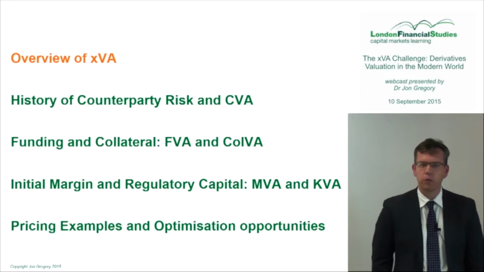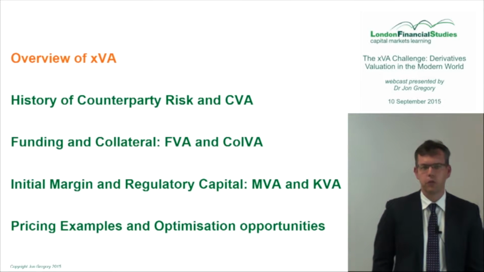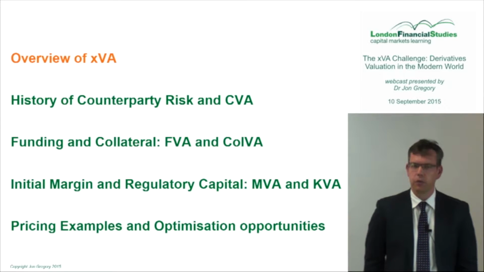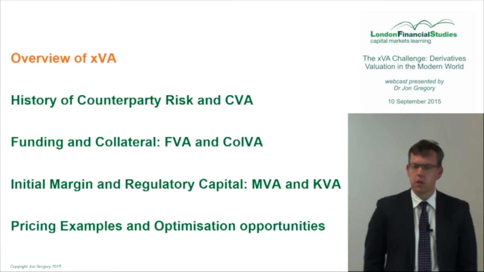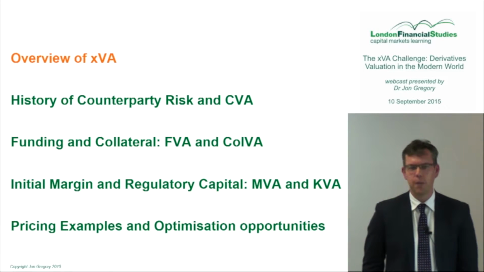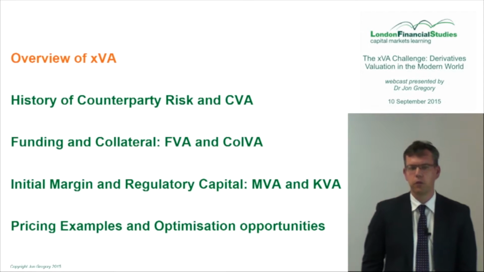I will start with a bit of an overview about what we're talking about today, and then we'll look at some of the individual components in turn. So first of all, counterparty risk and CVA, then funding and collateral, which is what we now call FVA and ColVA, then initial margin and regulatory capital, which leads us to what I'll call MVA and KVA. And finally, I'll just give some insight maybe with a couple of pricing examples and optimization opportunities that illustrate why it's very important to look at all.